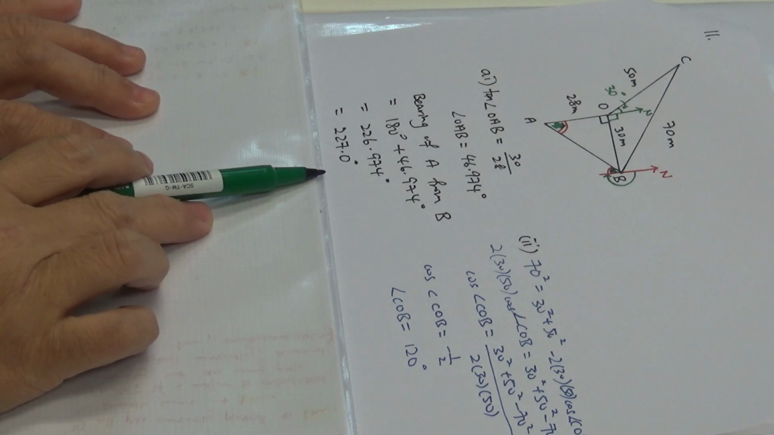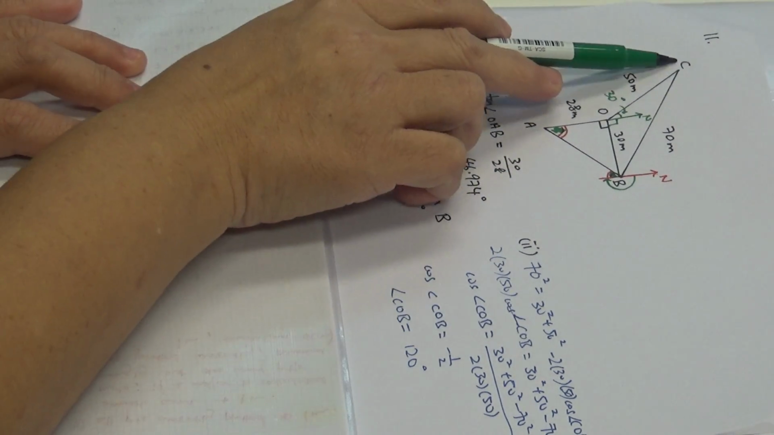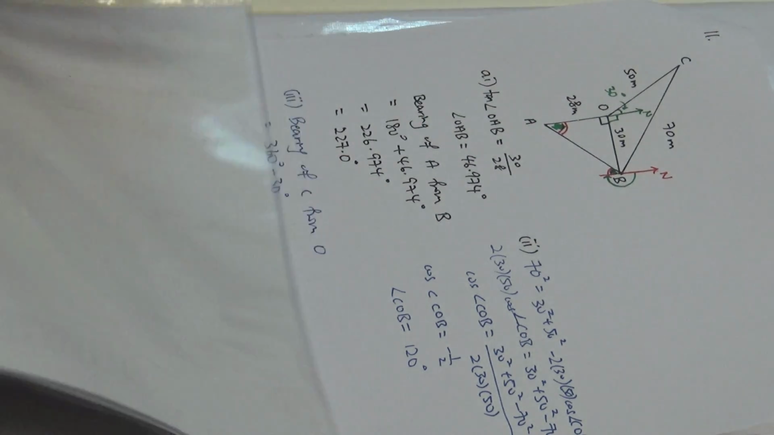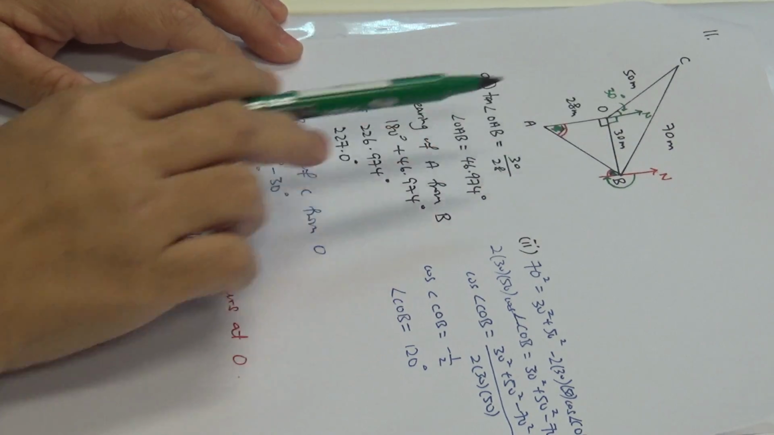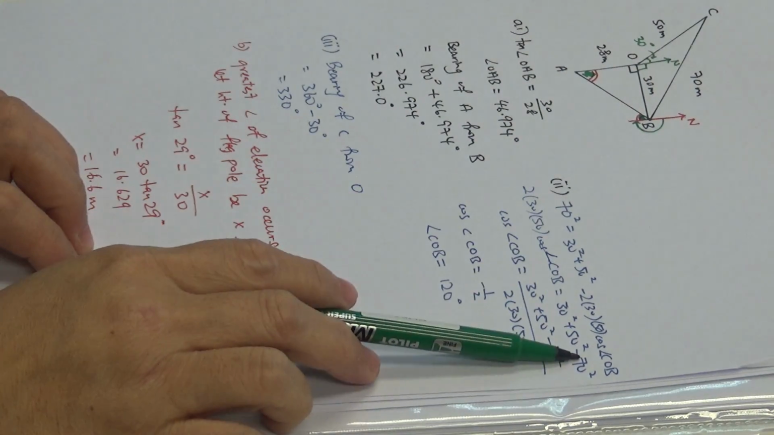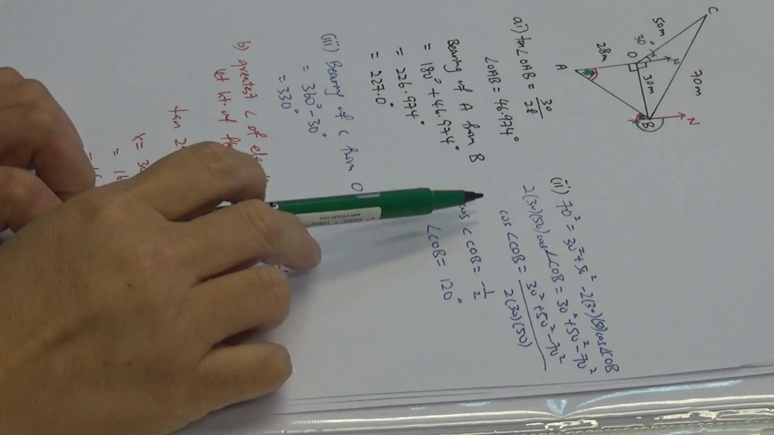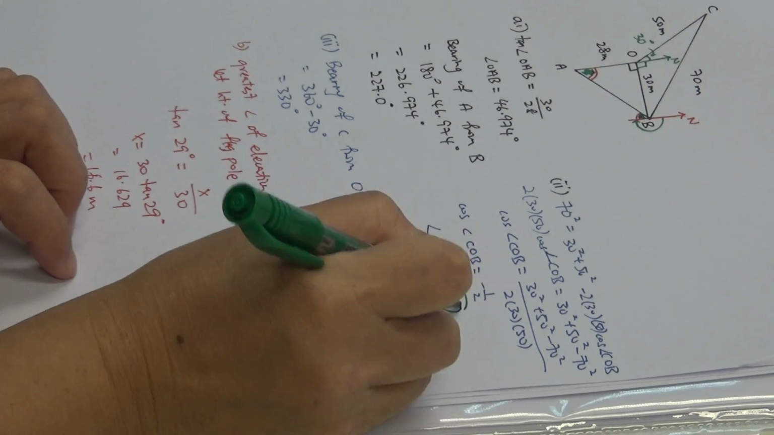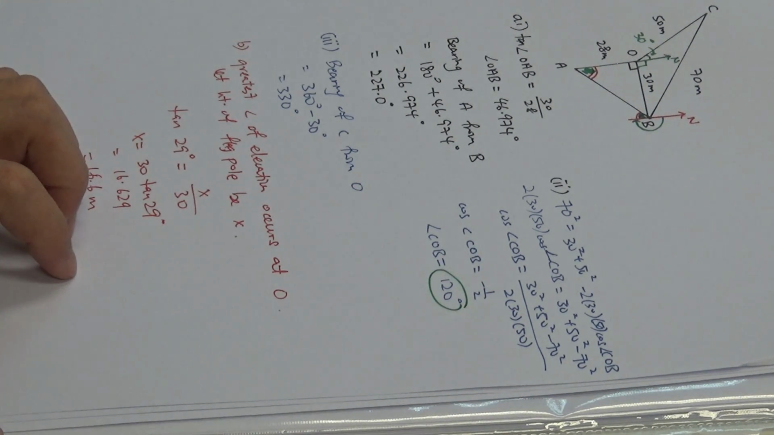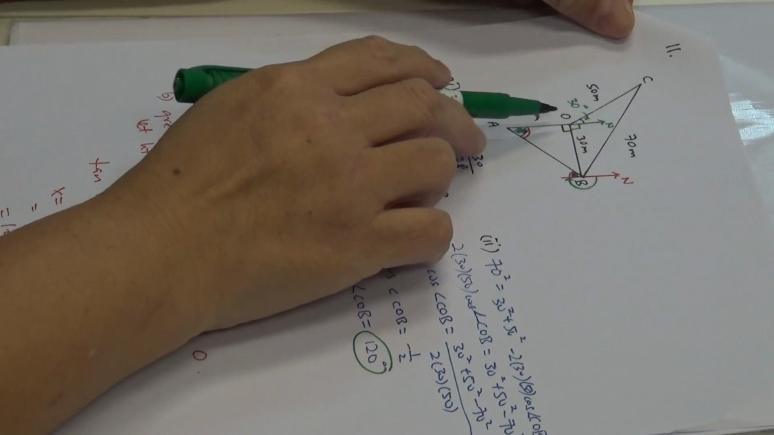Now, question A part 2, they want to find the angle COB. Angle COB, I can use cosine rule because I know this side, I know this side, I know this side, I want to find this angle. So I will apply cosine rule over here. Simplify it. Cosine angle COB is negative half. I will get COB as 120 degrees. Now next part, part 3, the bearing of C from O. The bearing of C from O.